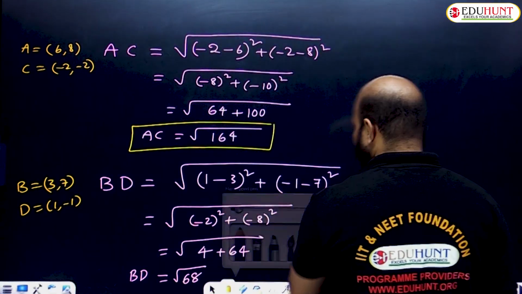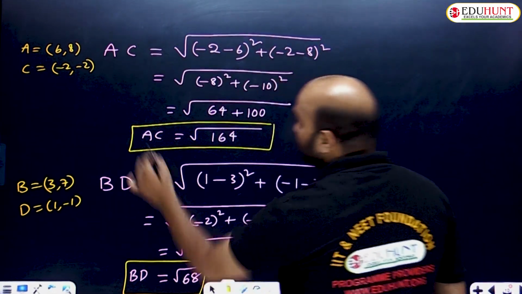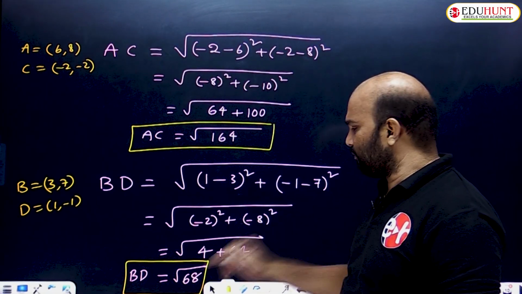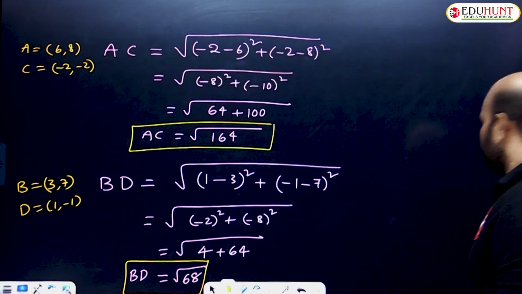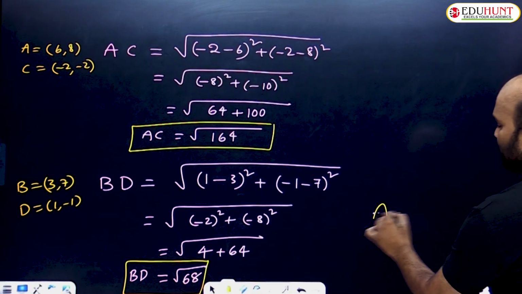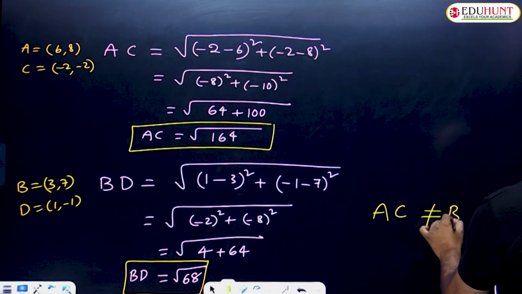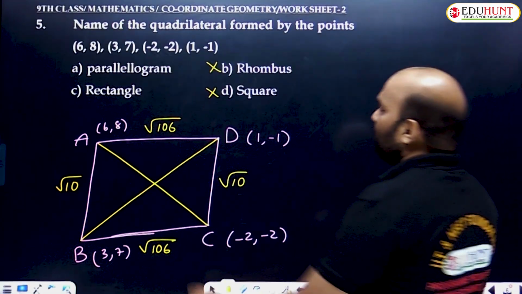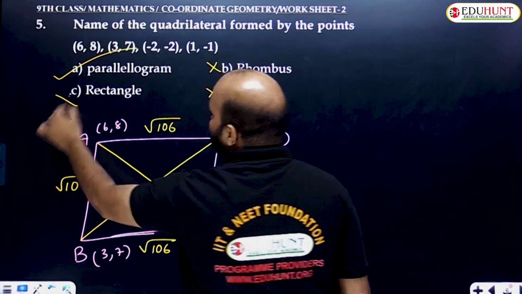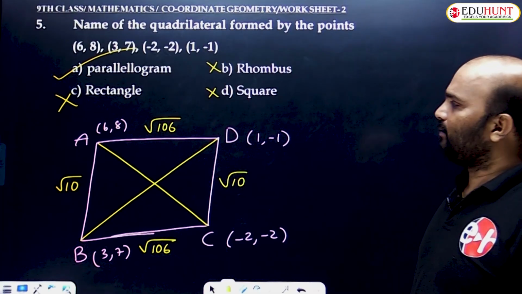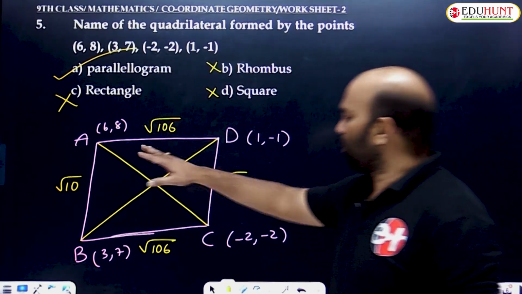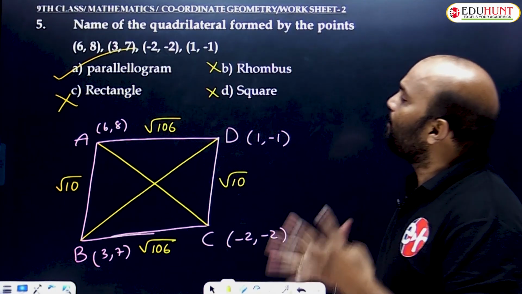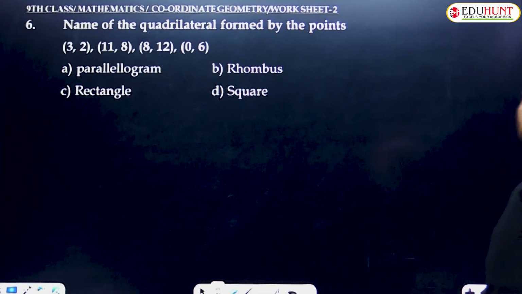So clearly we need to understand. BD and AC are diagonals. AC, what am I getting? Value square root of 164, but BD is root over 68. So AC and BD are not equal. So diagonals are not equal. That given quadrilateral should be a parallelogram. Option A is the right answer, because in a rectangle diagonals are equal, but what am I getting? Not equal. So AC length and BD length are not equal. So the given quadrilateral is a parallelogram. Am I clear? So let's go to question number 6.